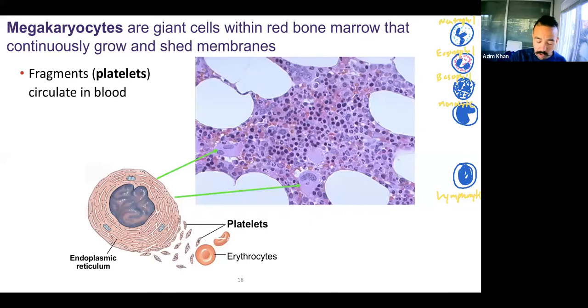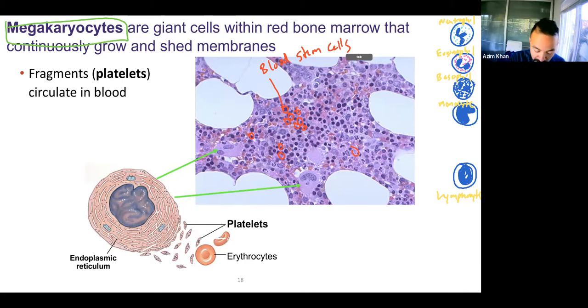Back to our bone marrow, our red bone marrow. Recall that we have these cells called megakaryocytes. They're not the stem cells. Everything else that you see here, that I'm circling here in red in the histology, everything else that you see here, these are blood stem cells.